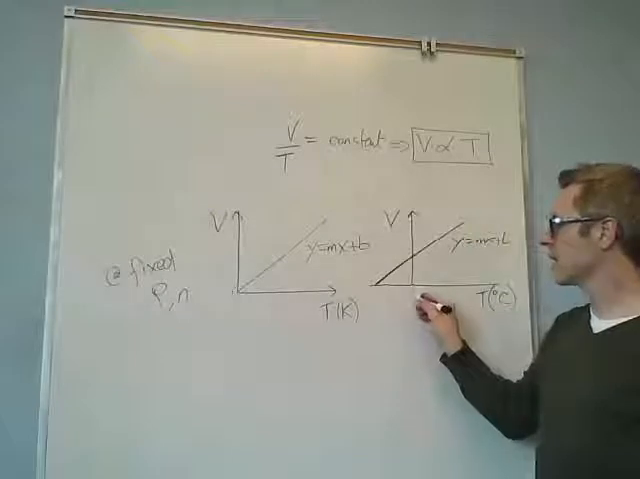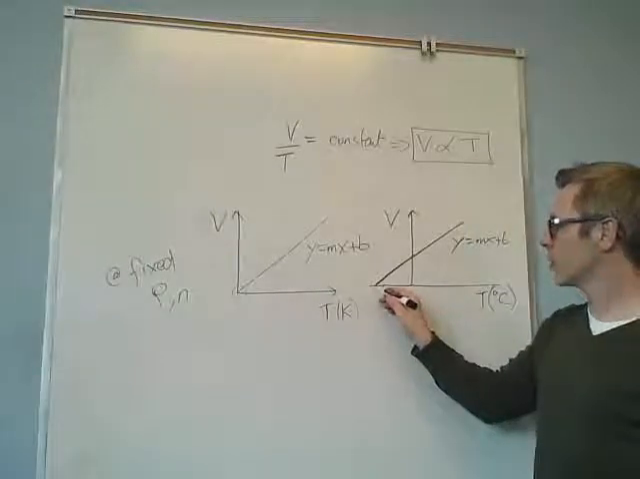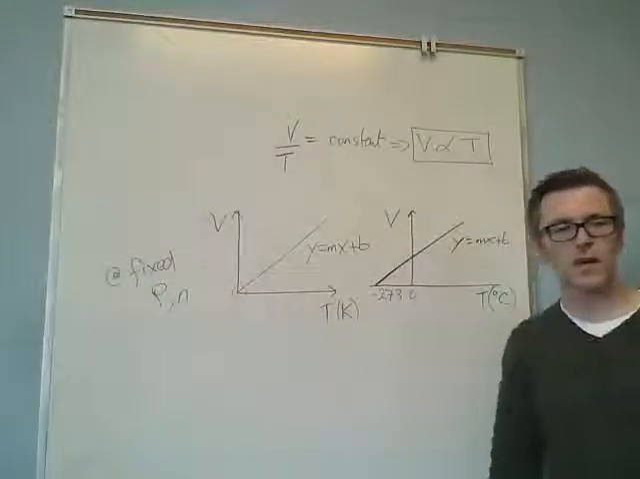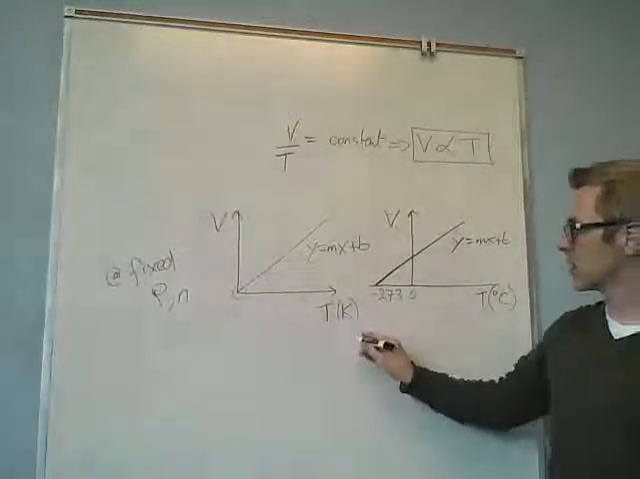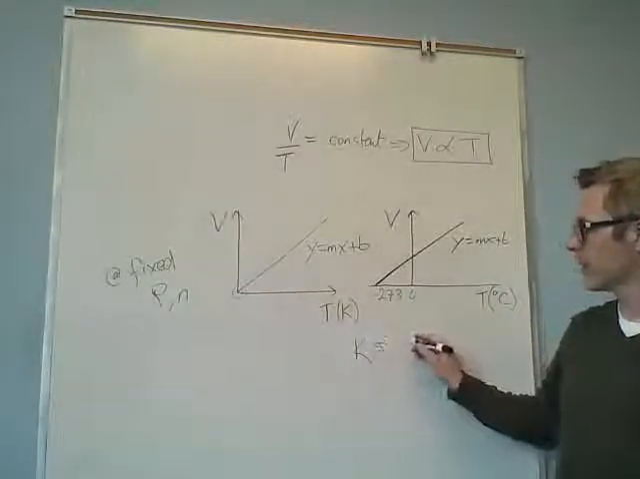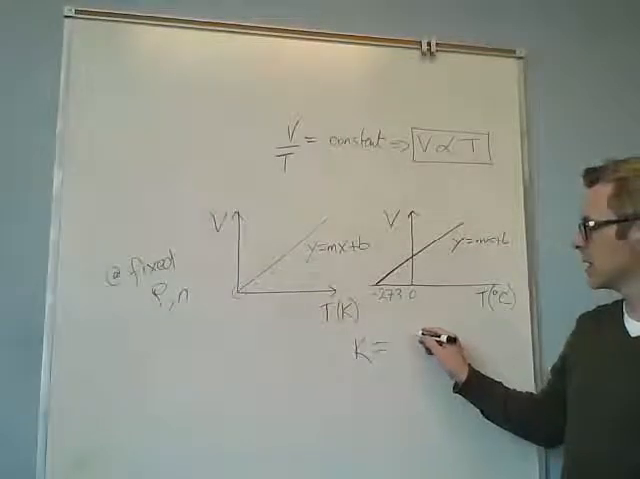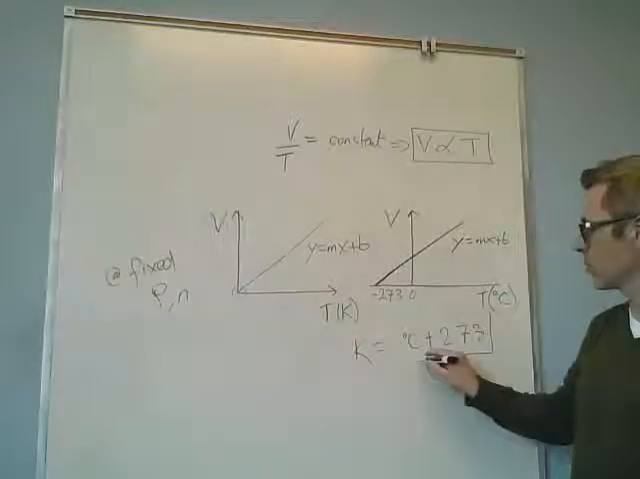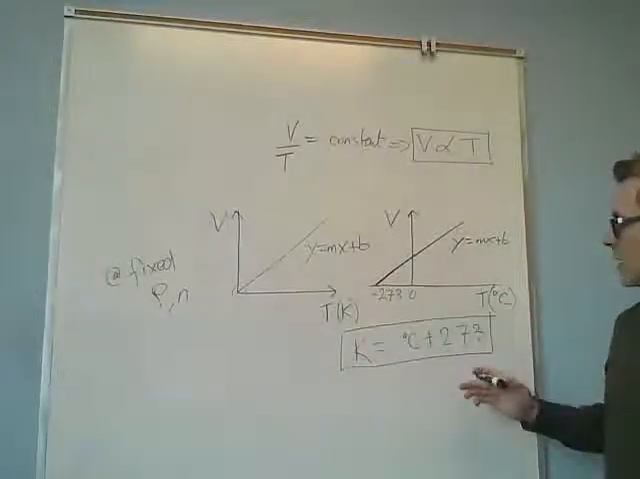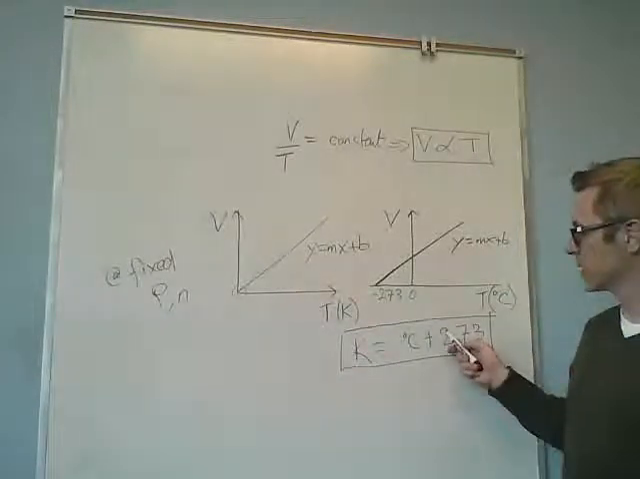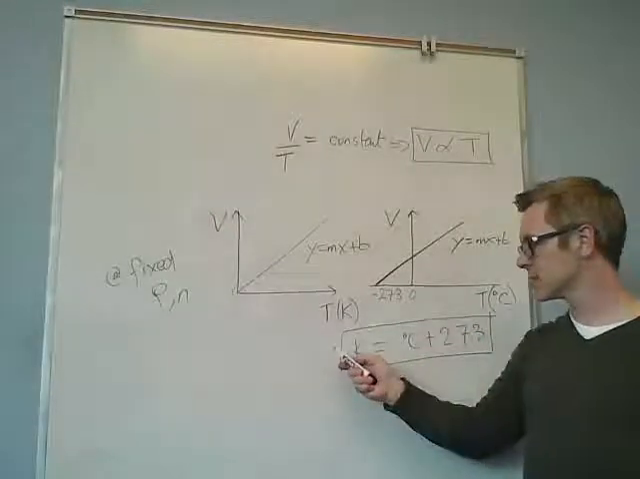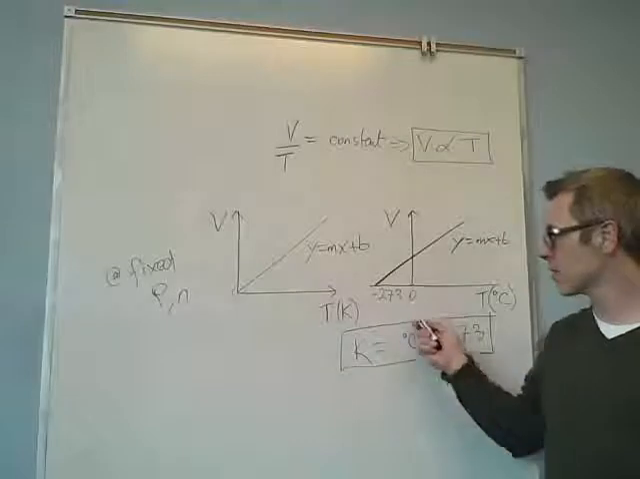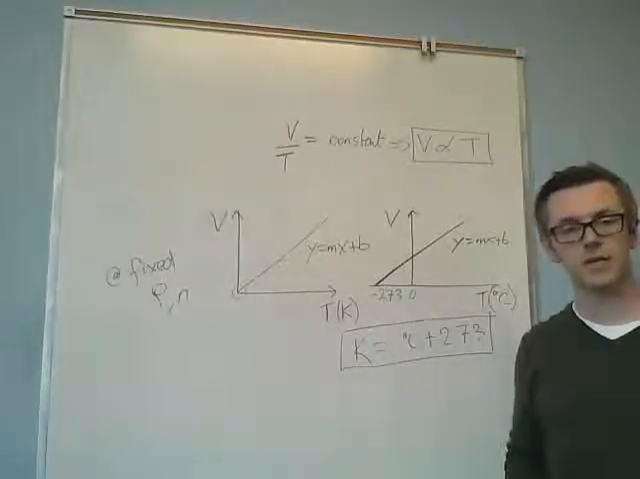But instead of 0 Kelvin, it would give us negative 273 Celsius. So this is where the relationship Kelvin equals Celsius plus 273 came from. One of the origins. If we take 273 to the other side, Kelvin is negative 273, or 0 Kelvin is negative 273 Celsius.